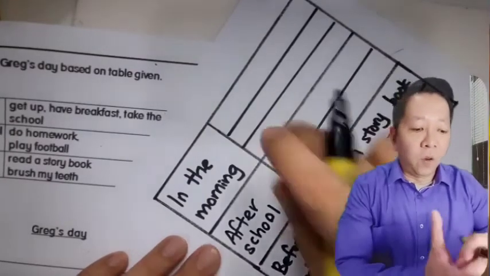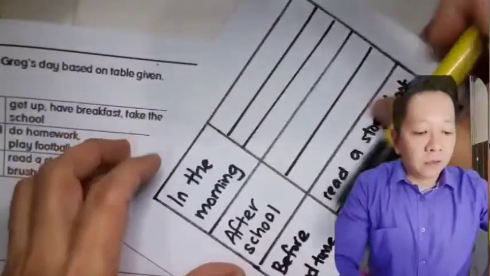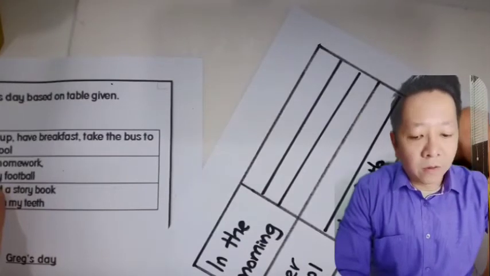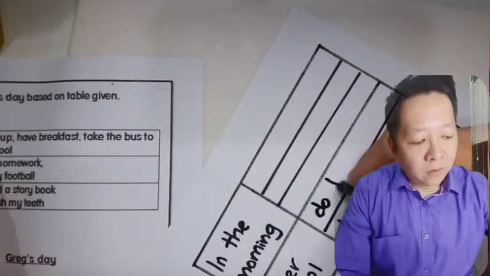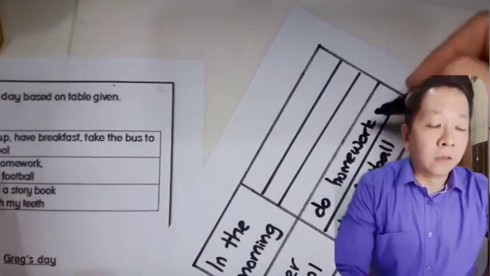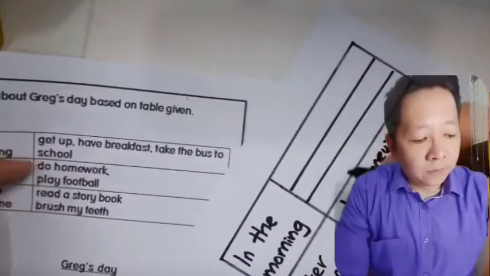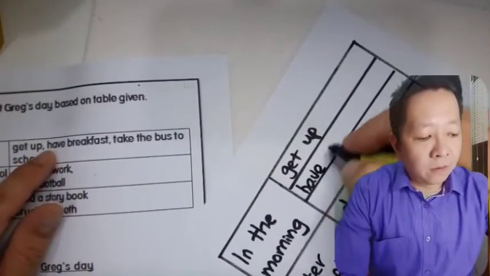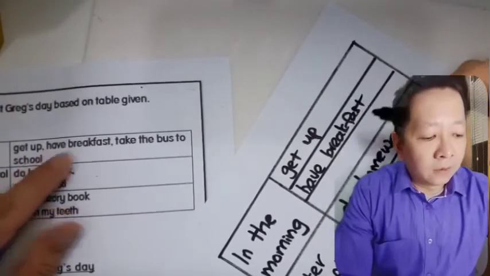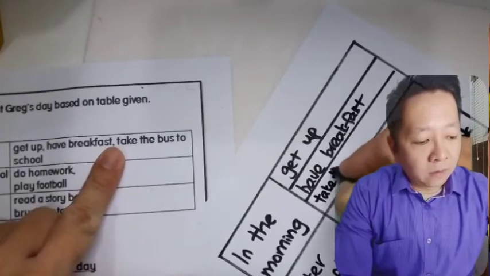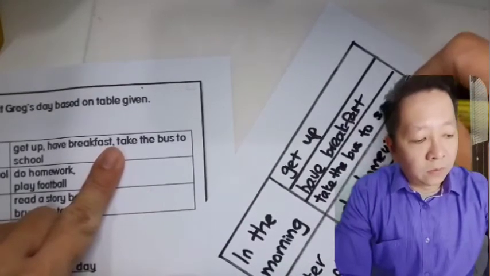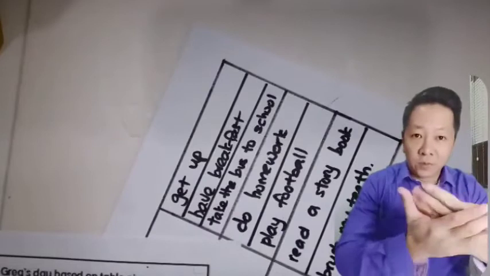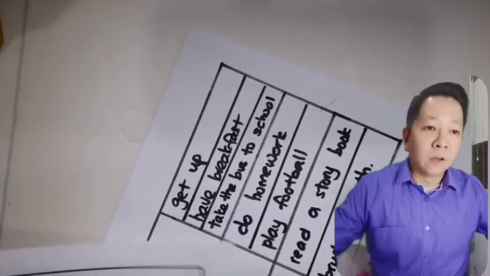Okay, then fill in all into this. This one is ball, do homework, and get up. Have breakfast. Take bus. We have transferred the information into a new table. So exactly the same.